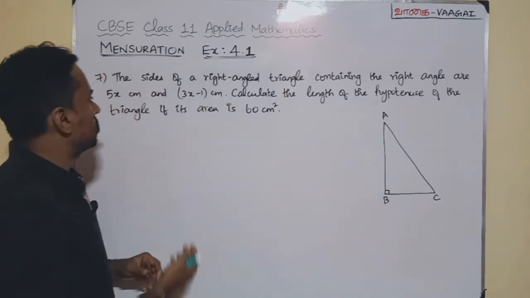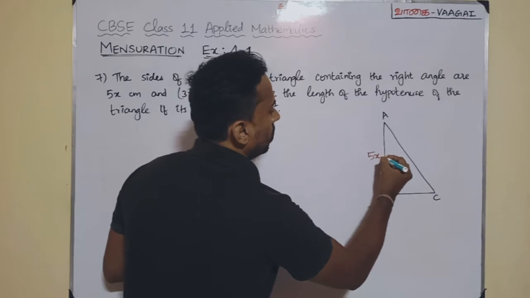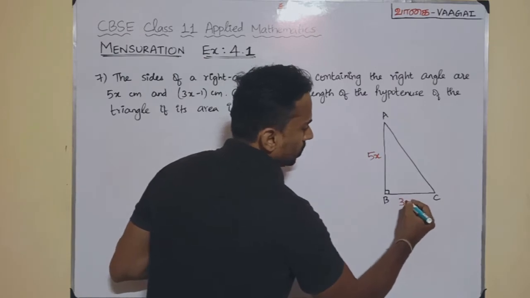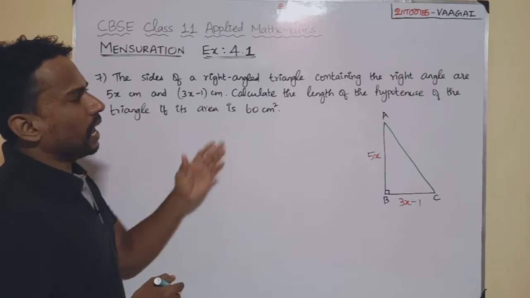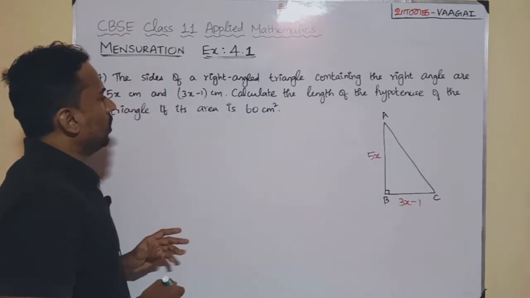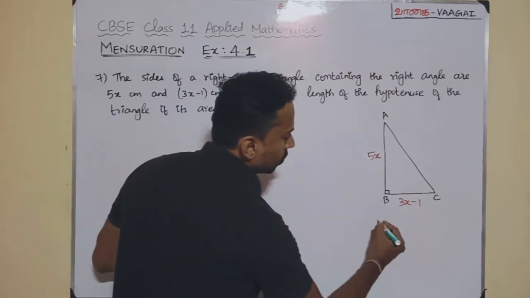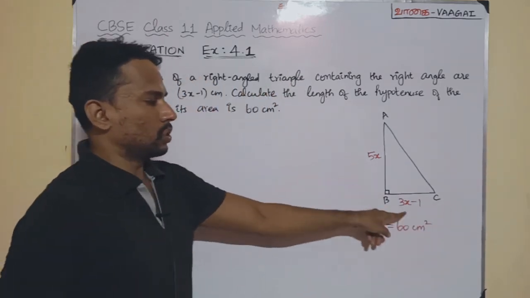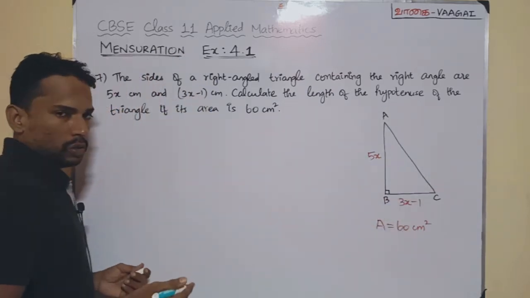So let me take this height as 5x centimeter, and the base I'll take to be 3x minus 1 centimeter. Both are given in centimeters. Now what is the question? Calculate the length of the hypotenuse of the right angle triangle if its area is 60 centimeters square. So we are given these two sides in terms of x, and we are given the area. We need to find the hypotenuse. Very simple question. Let's solve it carefully.